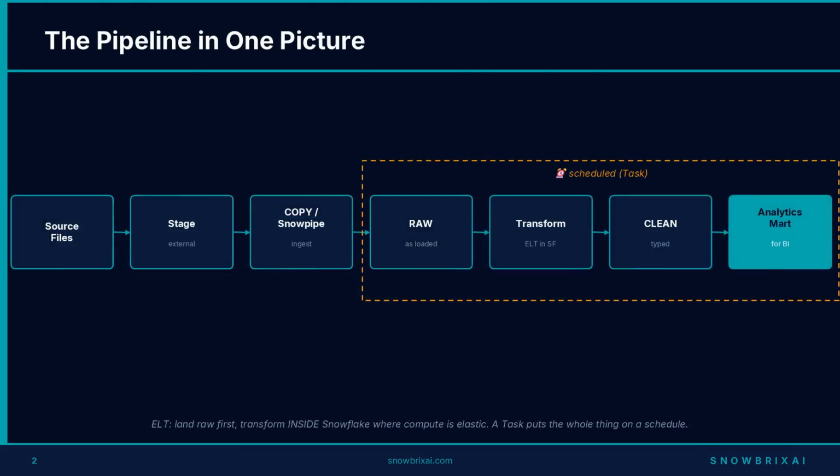Take a look at the whole pipeline in one picture. Source files land in a stage, then we copy them into a raw table, sometimes with Snowpipe. From raw, we transform the data and from there, it feeds the analytics smarts. Notice the order, we land the raw data first, then transform it inside Snowflake where the compute is elastic. That pattern has a name, it is called ELT, extract, load, then transform.